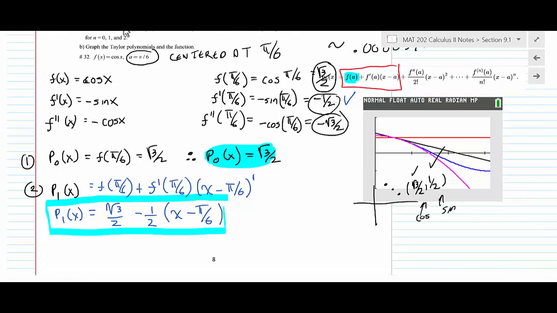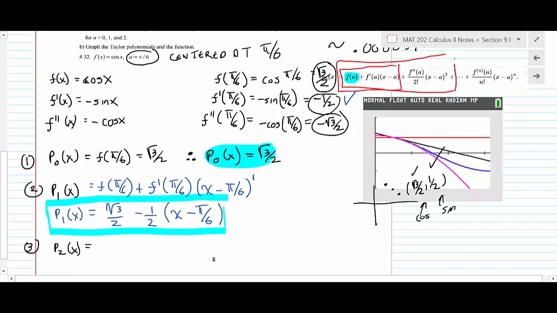Okay, now let's move on to this last order here. All right, so I think I got everything right there. Now we go to the P2 of x, and this is going to be this whole thing now. Again, you're just kind of building it as you go. So what we have is f of a is square root of 3 over 2. f prime of a times x minus a, we already got. That's minus 1/2 x minus pi over 6.